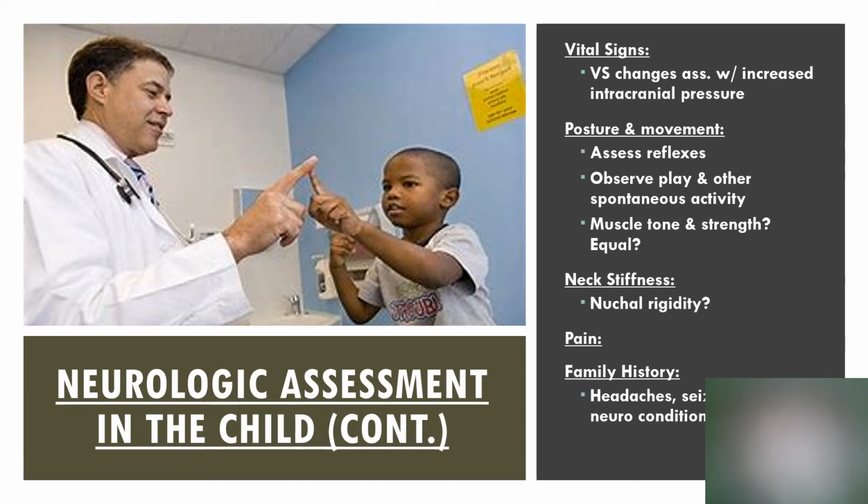our infant. We will watch the children play and walk and run and move around and watch to see, do they favor one side or another? Is one side stronger than the other? Do they always use one side more than the other? We look for neck stiffness, and in particular, we're looking at nuchal rigidity, which we will talk a little bit more about when we talk about meningitis, but that is a classic sign. And then any family history of something like a headache or a seizure disorder would be something we would want to know when we were assessing the child.